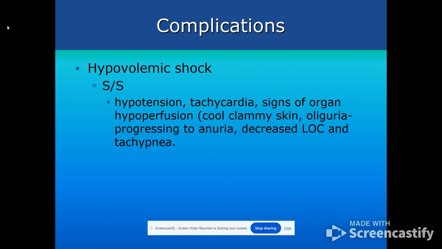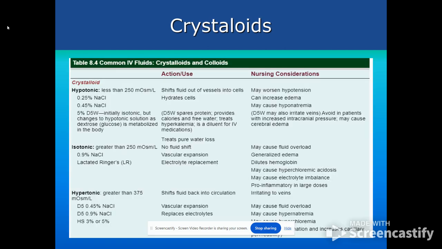They can also have cool, clammy skin. Again, the oliguria progressing to anuria, which is absolutely no urine, not the ability to make any urine. Then they're going to have decreased level of consciousness and they're going to start to have tachypnea based on that.